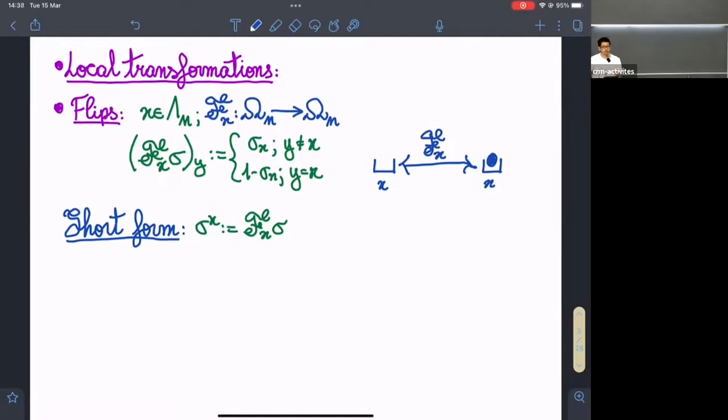And we usually use a short form for this transformation. We call it sigma with a superscript x. So that's just a shortcut. It's a short form for the flip of sigma at x, f_x of sigma. Okay, so these are transformations. They take a configuration and change it to another configuration, and this transformation is local in the sense that it only changes one or maybe two sites per time.